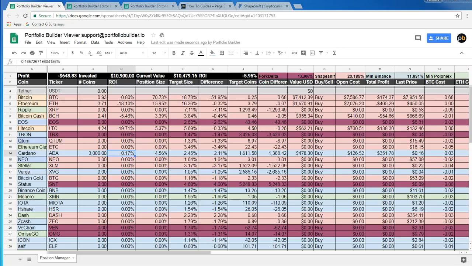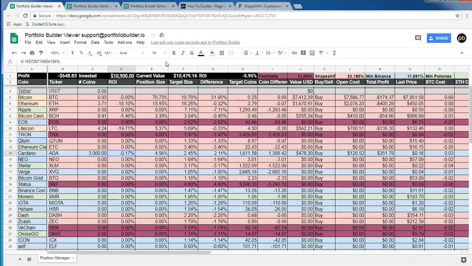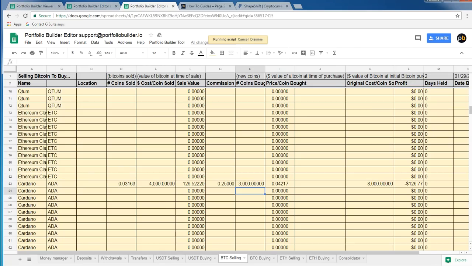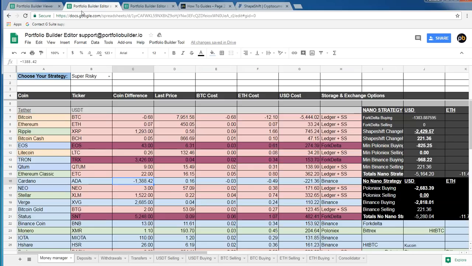So it's updated. Sorry, it's still updating. You can see it's running script. I got excited because I saw the coins jump, but the return on investment's not calculated yet. So always make sure to give it the full 2 minutes and for this to say finish script. Okay, we now have the script finished, and you can see we're sitting on a huge return, 278%. Our position size is 4.56, but the target is only 2.45. And if we go to the money manager, it says we need to sell 1,388 Cardano coins.